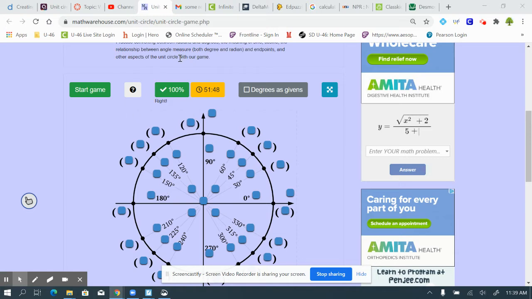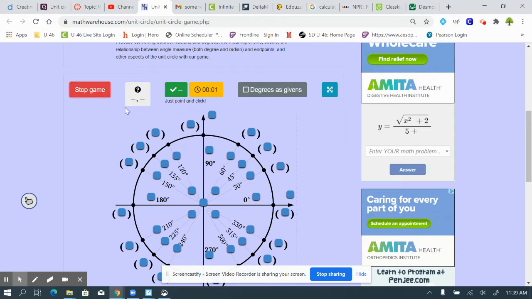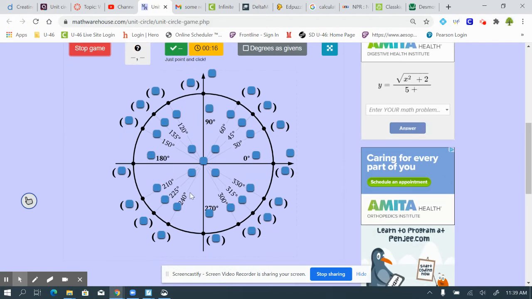The website for this is found underneath the modules. It's the first link mentioned in that unit circle module. So you press start game. It's asking which one of these blue dots corresponds to this. You see this comma here, so it's an ordered pair, and negative, negative. So it's asking where are all the ordered pairs where x is negative and y is negative. That's quadrant 3, isn't it? So that would be this.